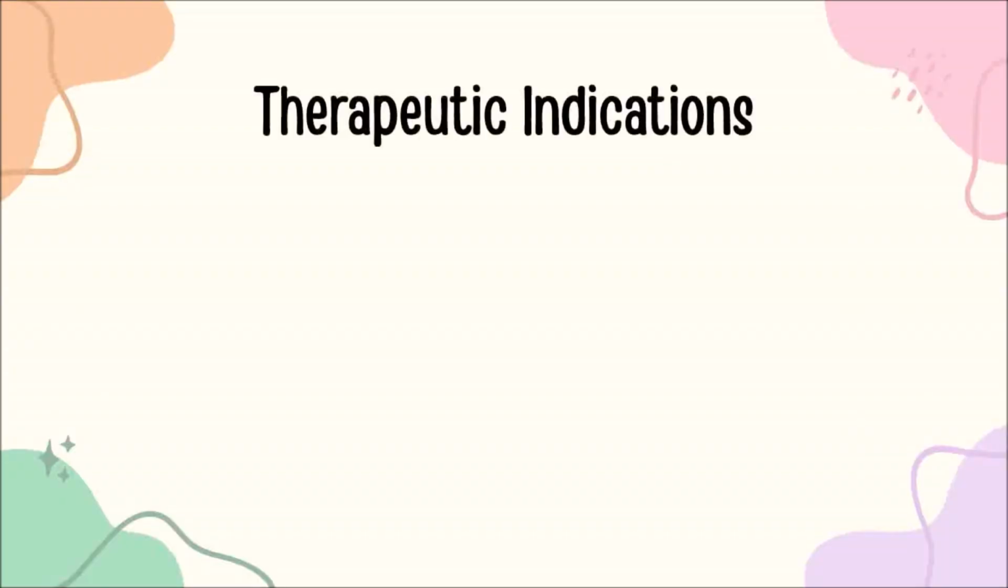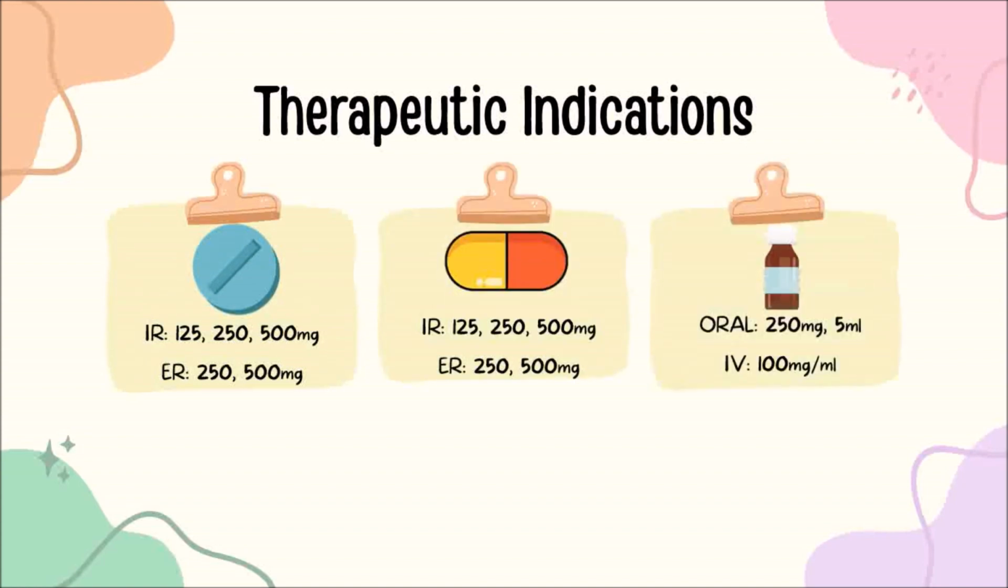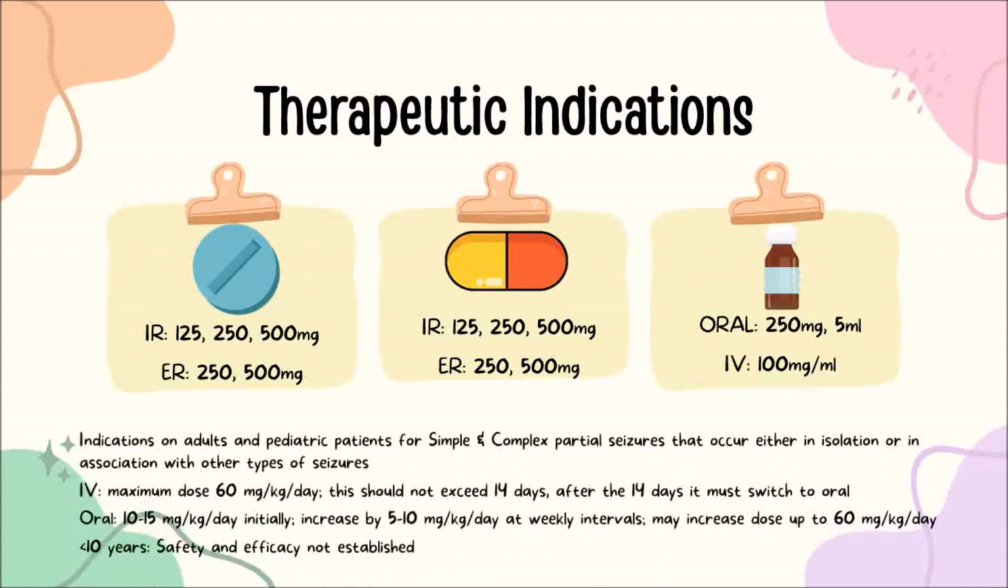Valproic acid has three presentations: tablets, capsules, and solutions. Tablets and capsules are presented in immediate release and extended release. On the other side, we have the solution as oral and intravenous. Indications for adults and pediatric patients start with an IV maximum dose of 60 milligrams per kilogram per day, and this should not exceed 14 days. After the 14 days, it must switch to an oral dose.